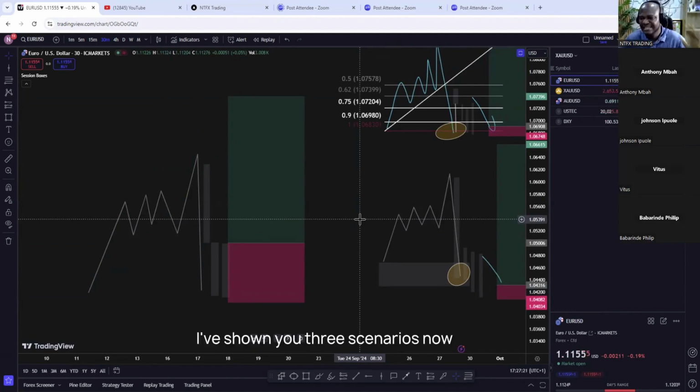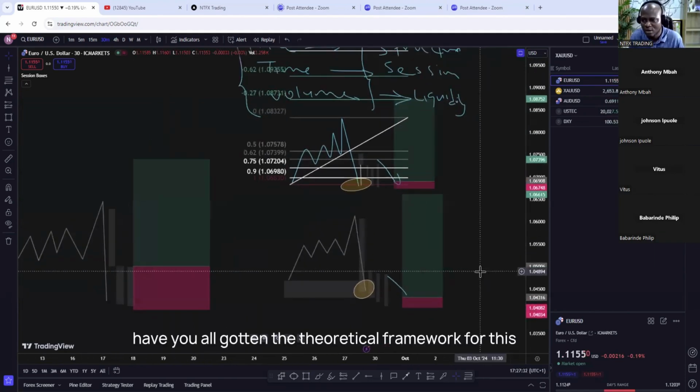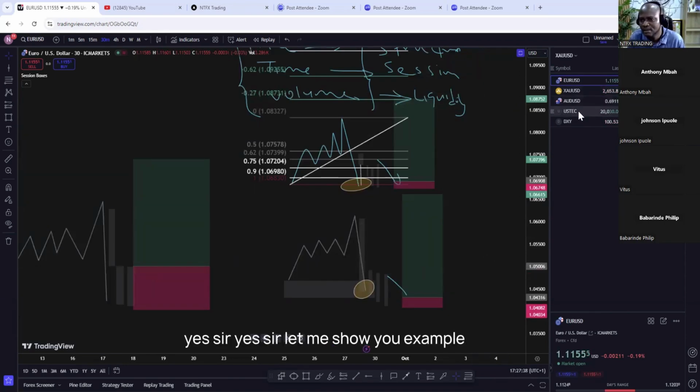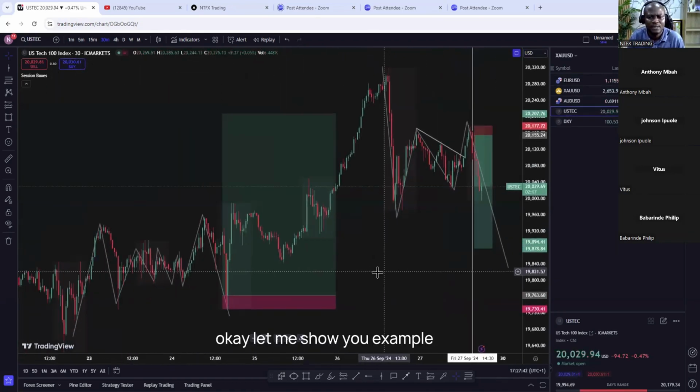I've shown you 3 scenarios now, and I believe you have gotten it. Now, I'll show you an example and I close for the day. Have you all gotten the theoretical framework for this model? Yes, sir. Let me show you an example.